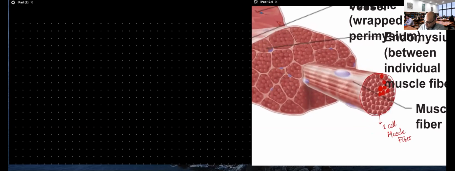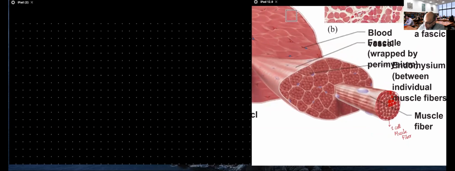Inside each of them, you have a bunch of filaments. And all together, here, this is one cell. This is what we call a muscle fiber. So again, what we're looking at in here is one muscle fiber.